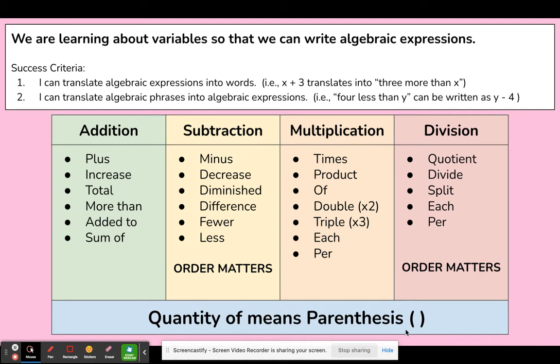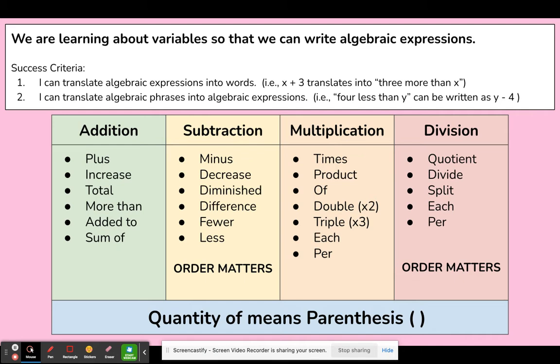And down here in the blue, parentheses. Sometimes you're going to notice you have grouping symbols when you write an expression. The key word quantity of is going to mean to use parentheses. So you're probably going to come back and reference this chart multiple times while we write our algebraic expressions.